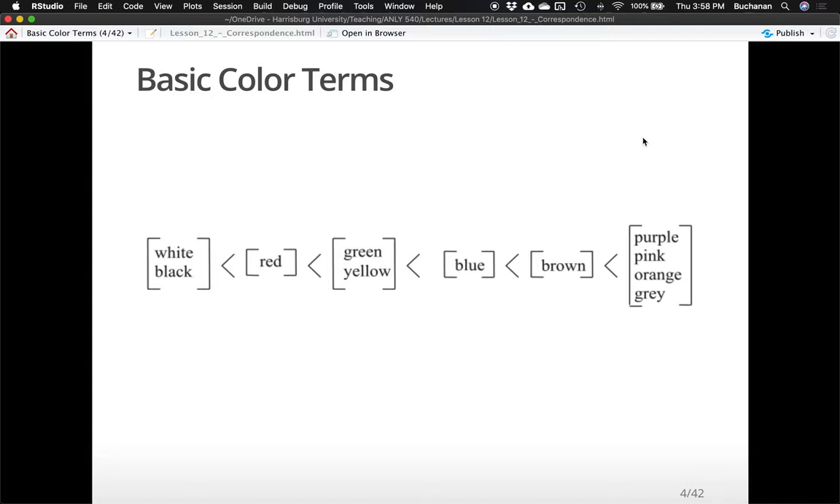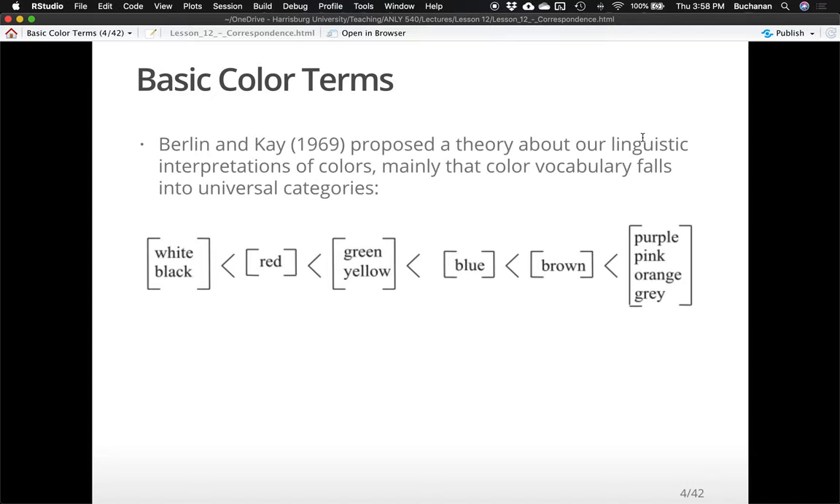And a quick reminder from Berlin Kay theory is that our linguistic interpretation of color has changed over time, and that color vocabulary in a language falls into these categories. And as the language progresses, so to speak, what we see is people shifting towards more color distinctions. So languages start with a color distinction between white and black. That's the easiest one. Then we tend to add red, green, and yellow, then blue and brown. And when we hit the last level of this linguistic change, what we'll see is more fine-grained distinctions: purples, pinks, oranges, and grays. So we're moving from big color distinctions to finer point color distinctions.